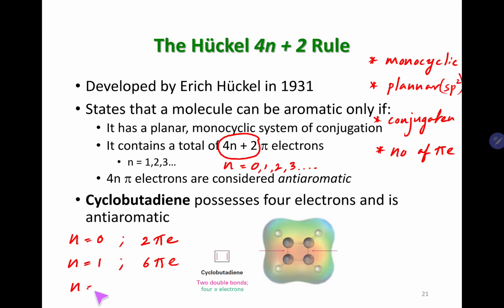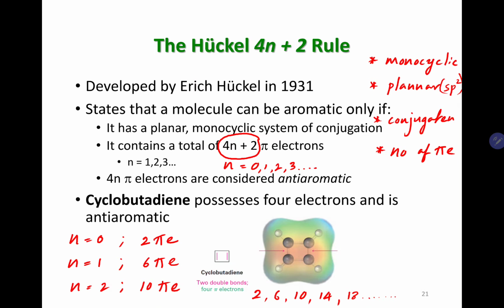If n is equal to 2, then the number of pi electrons is what? 10 electrons. Similarly, when you have pi electrons that are equal to 2 or 6 or 10 or 14 or 18, and it goes on, then that molecule could be a candidate to be an aromatic compound.